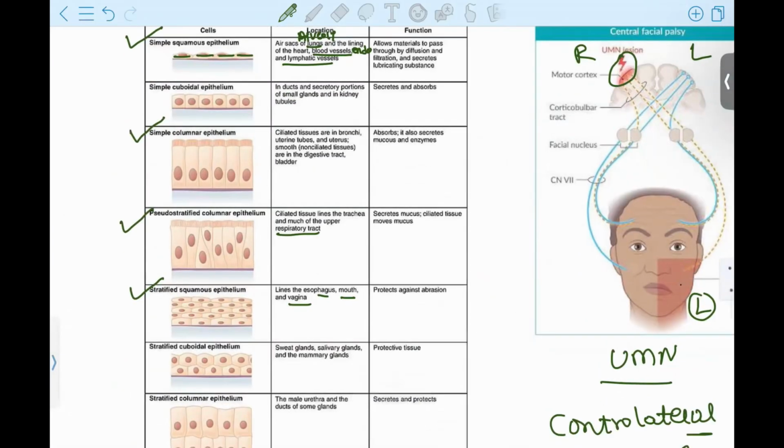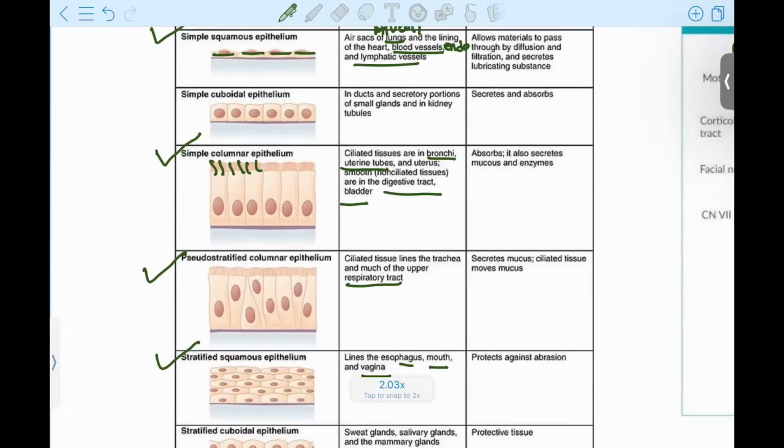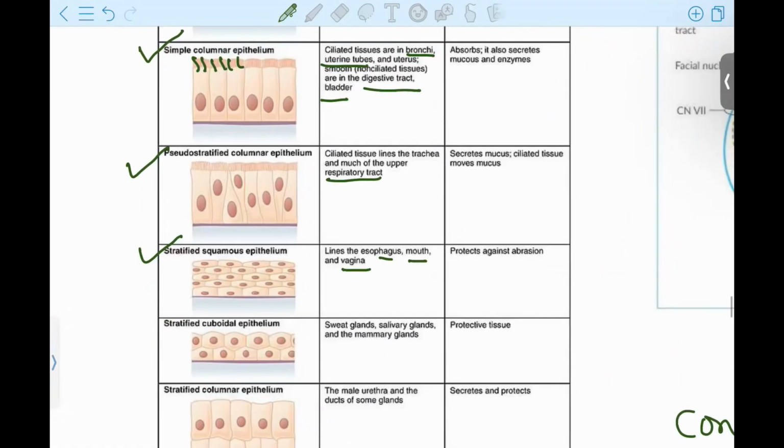Next, simple columnar, which will be present with the ciliated structures. What are the ciliated structures? Like your digestive tract, bladder, and also your uterine tubes, bronchi, all these structures will be presented with the simple columnar. And the pseudostratified, mostly your upper respiratory tract, from the trachea to the bronchioles, all will consist of the pseudostratified columnar.